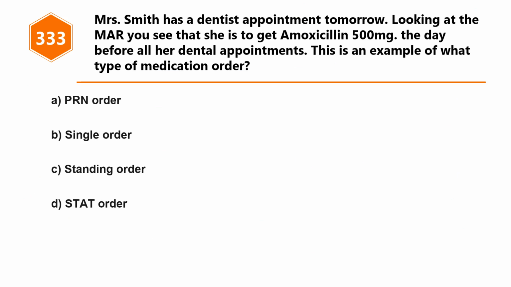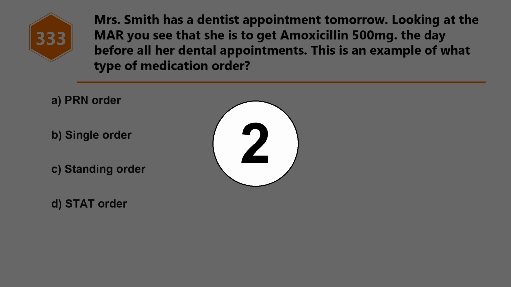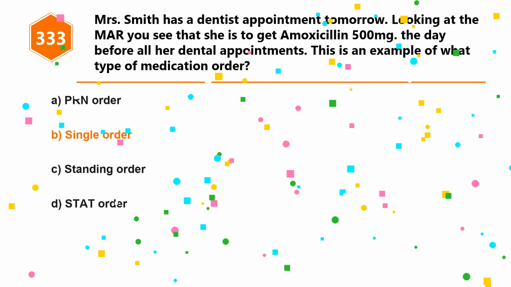Question 333. Mrs. Smith has a dentist appointment tomorrow. Looking at the MAR, you see that she is to get amoxicillin 500 mg the day before all her dental appointments. This is an example of what type of medication order? Option A, PRN order. Option B, single order. Option C, standing order. Option D, stat order. The correct answer is option B, single order.